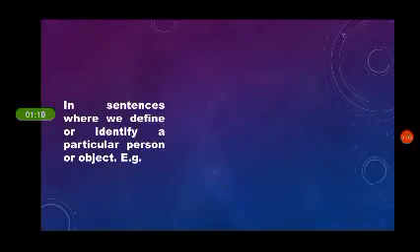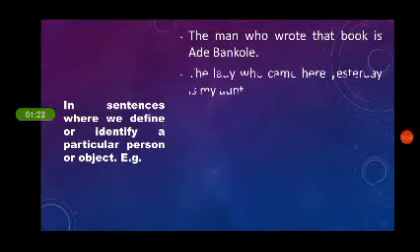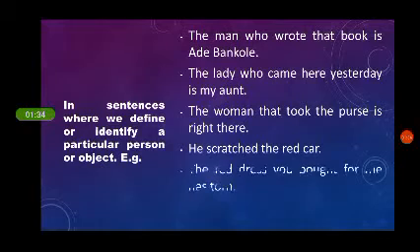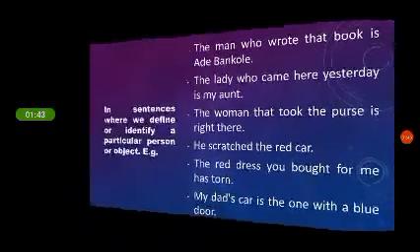We also use the definite article in sentences where we define or identify a particular person or thing. For example, we have the man who wrote that book is Ade Bankole. The lady who came here yesterday is my aunt. The woman that took the purse is over there. He scratched the red car. The red dress you bought for me has torn. My dad's car is the one with a blue door, and so on.